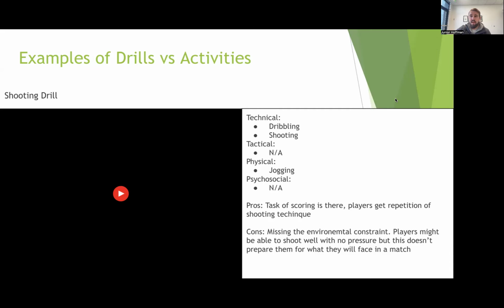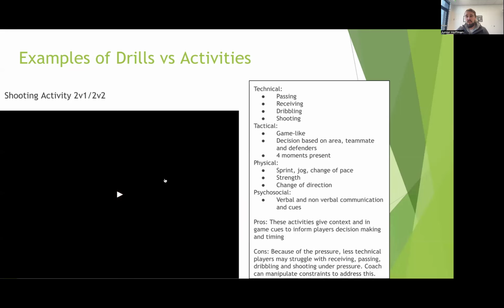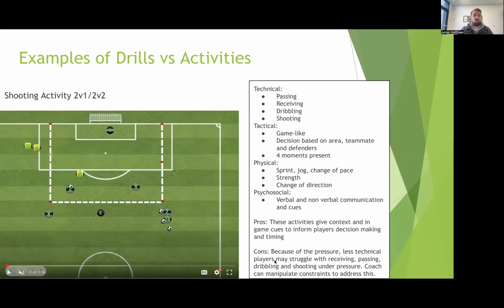Okay, so now we're going to look at an activity we could do instead. And we'll talk about a few ways we could change this. So I started with a 2v1. Just to explain the game, I've got my boundaries. Gray's shooting on goal. If yellow wins the ball, they try to play a pass to the coach or dribble over this white line at the top.